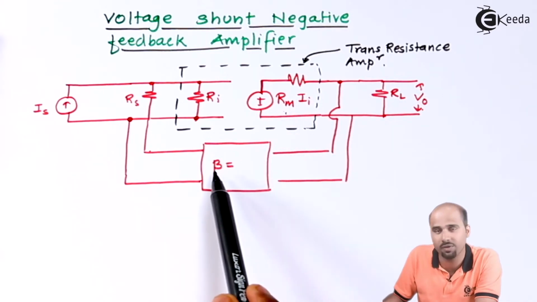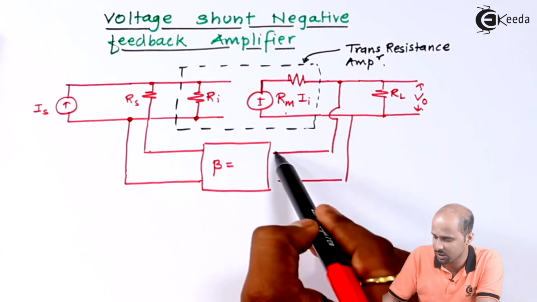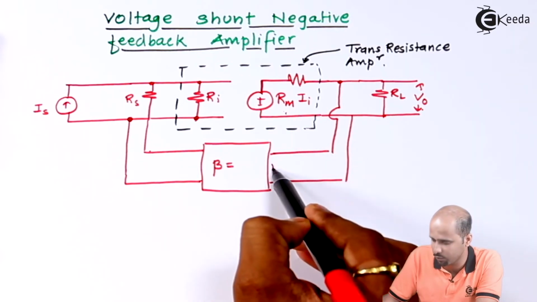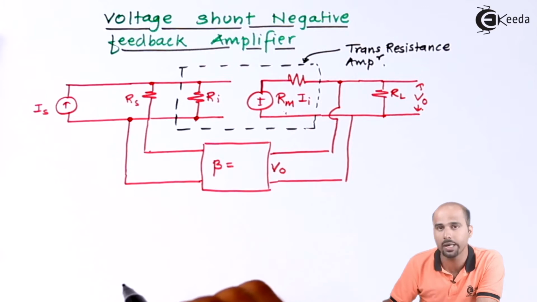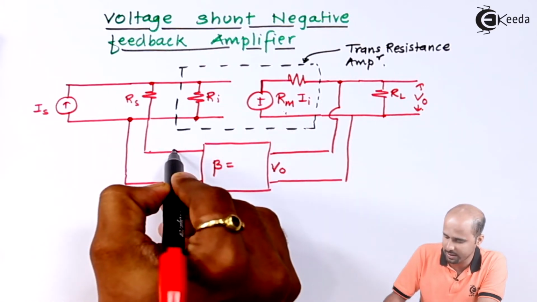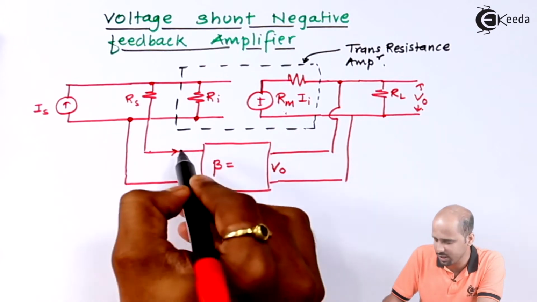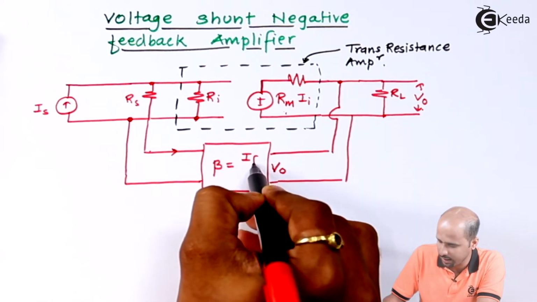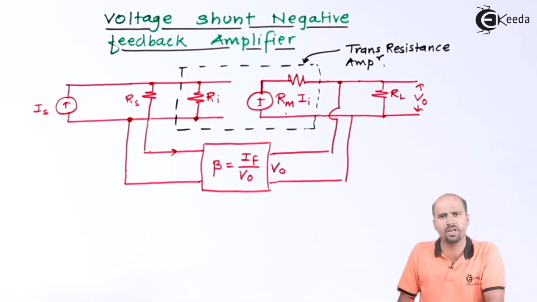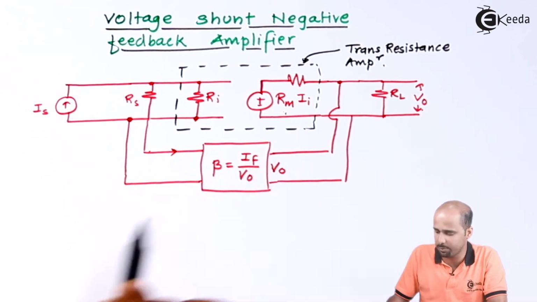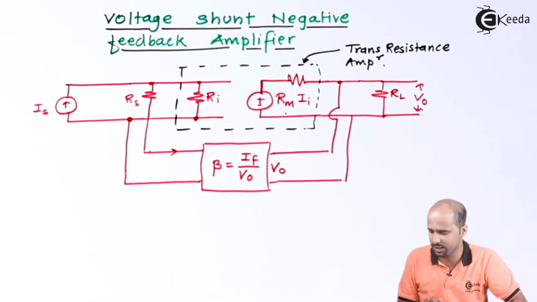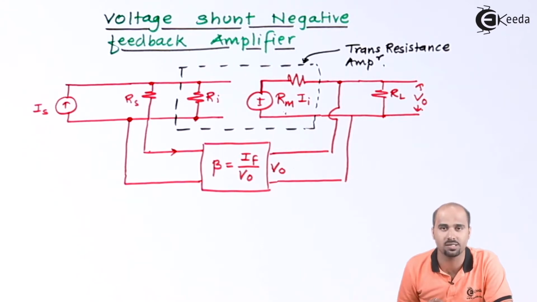Now tell me what will be the value of B. Here the voltage is sampled, so whatever value is at the input of this feedback is nothing but VO, and whatever output I will be getting is in the form of IF. So this is nothing but IF divided by VO. Very simple thing. The B, that is the feedback factor, is IF divided by VO. Now let's quickly start the analysis of this voltage shunt negative feedback amplifier. Let's see what will be the effect on input impedance, output impedance, and gain factor.